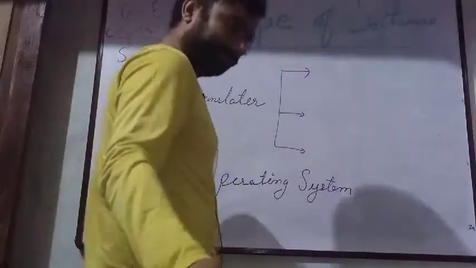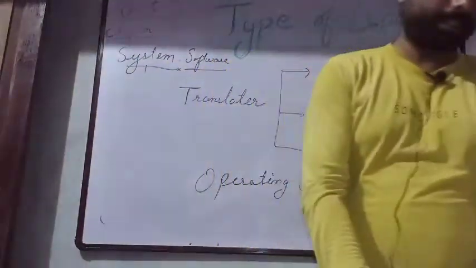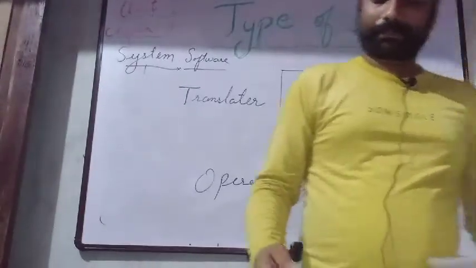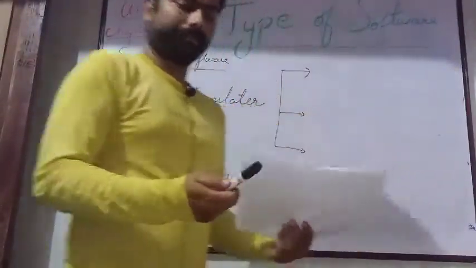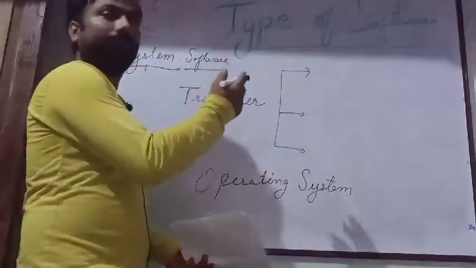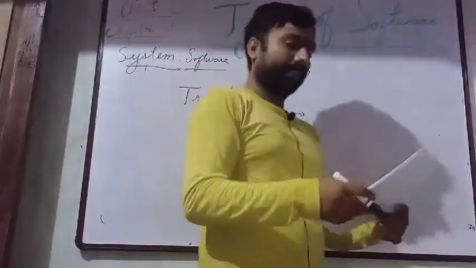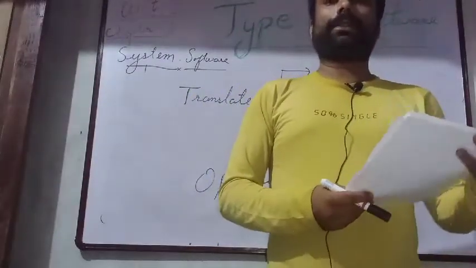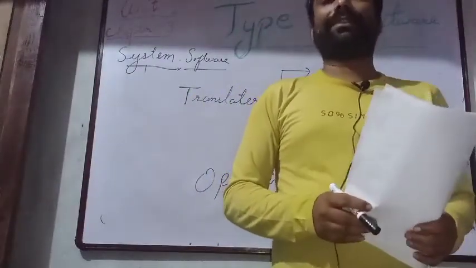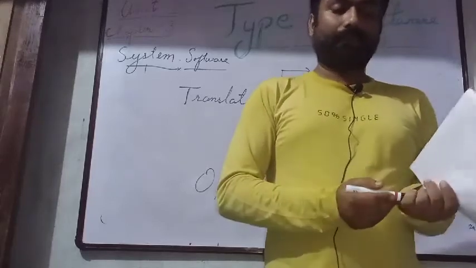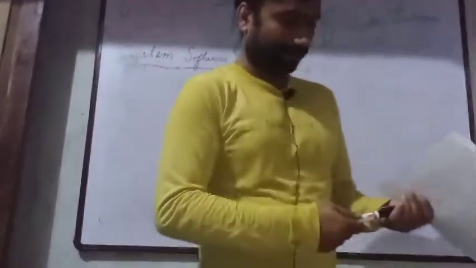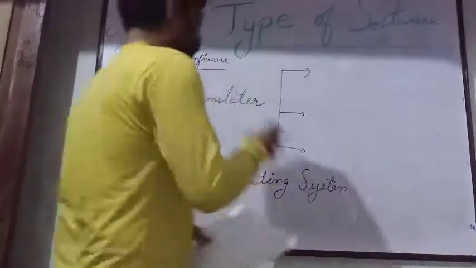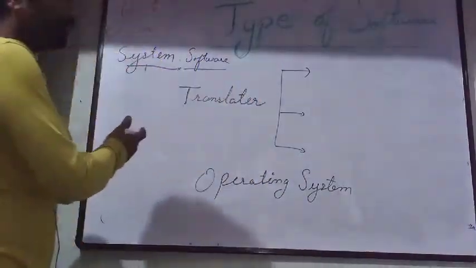Hello students, now in this video I'm going to start the new chapter, that is chapter 3. Okay, types of software. In this chapter we will get to know how many types of software there are and from where it has been started. Okay, so let's start the topic from something that is already written on the board.